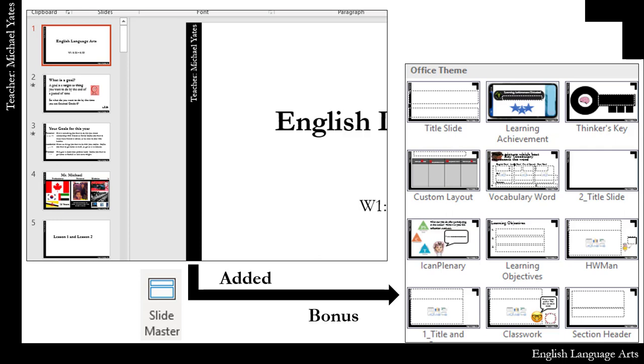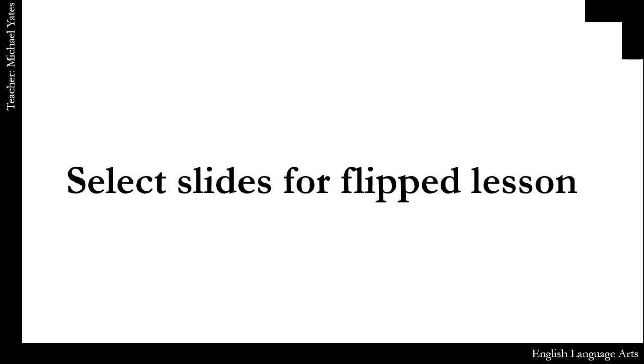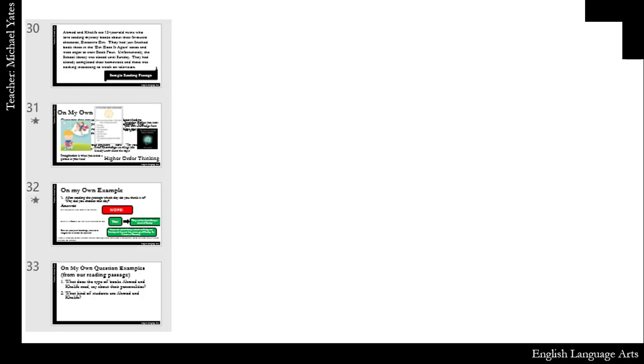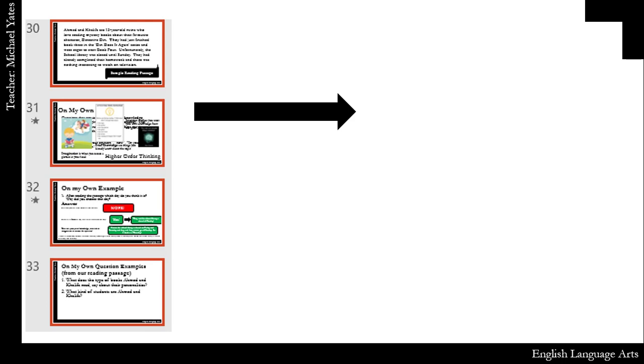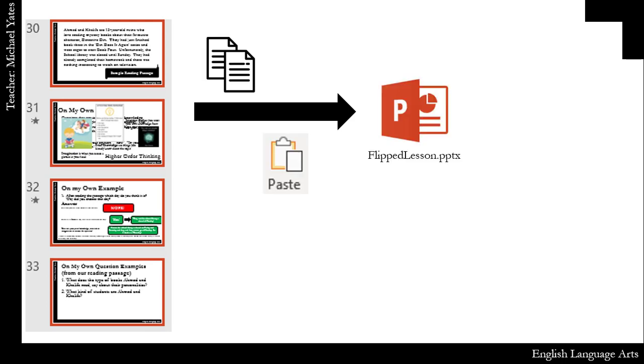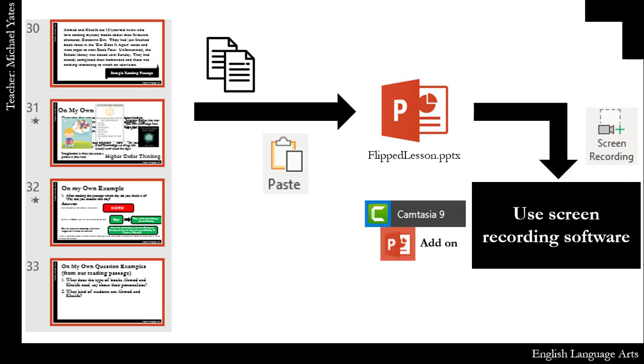Okay, so the first thing we got to do is select slides for the flipped lesson. So I have my slides that I want to use, select them, copy paste them into another presentation called flipped lesson, whatever you want to call it. Then you're going to use the screen recording software either in PowerPoint or an external application. And then you're just going to upload this to YouTube.